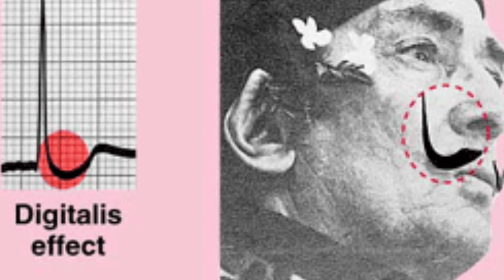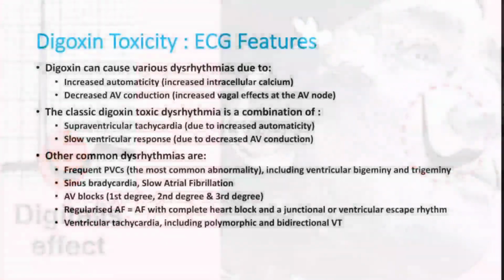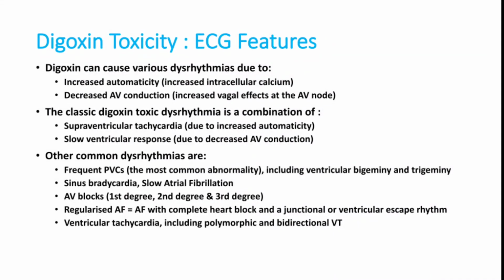It's not an effect of digoxin toxicity. It's a sign of digoxin, whether the patient is taking digoxin or not. Digoxin can cause various arrhythmias due to increased automaticity, that is increased intracellular calcium, or decreased AV conduction, increased vagal effects at the AV node.